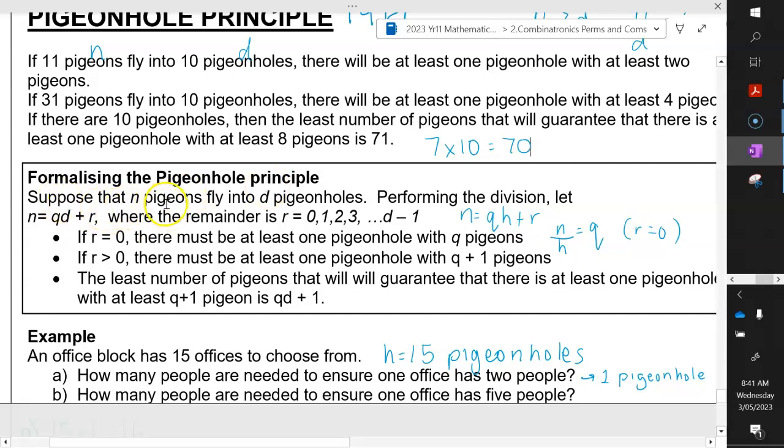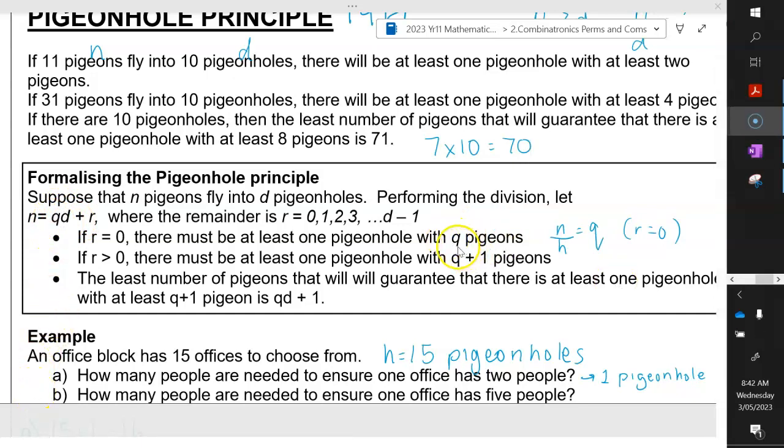Suppose that N pigeons fly into D pigeonholes. Performing the division, we get N equals QD plus R. So D is our pigeonholes, Q is how many are in each pigeonhole, and we've got some remainder. That remainder could be any value. It could be nothing, but it could be up to one value less than D. Otherwise, it would fit in perfectly. So we just have to think back to what we did in polynomials there.